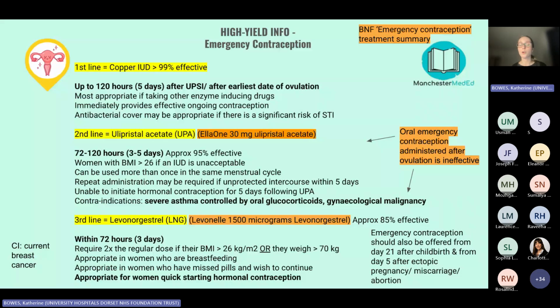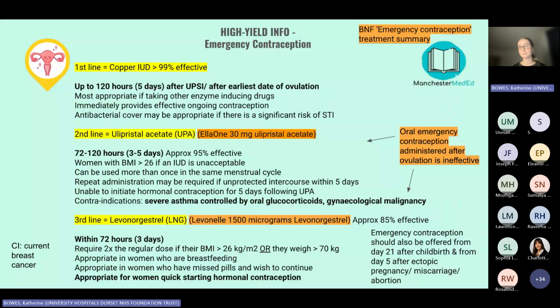So unlike ELA1, you can start your hormonal contraception immediately after having this. That could definitely be an advantage for some women there. In terms of contraindications for Levenel on the BNF, it says current breast cancer, and that makes sense with the hormonal component.